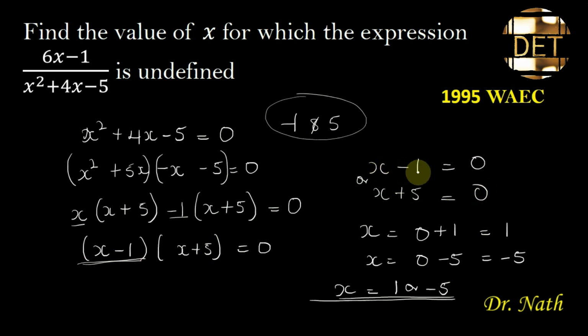So if x minus 1 is equal to 0, when this 1 crosses to the other side of the equation, it becomes plus 1. So that is what we've gotten here: x is equal to 0 plus 1, which is equal to 1. Or x is equal to 0 minus 5. When this plus 5 crosses, it becomes minus 5. So 0 minus 5, which is equal to minus 5. So the value of x in this expression will be equal to 1 or minus 5.